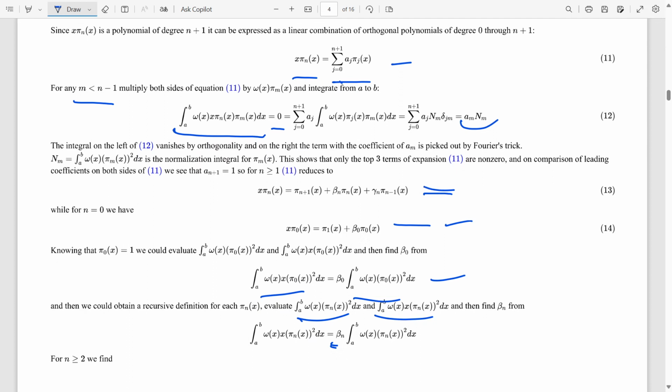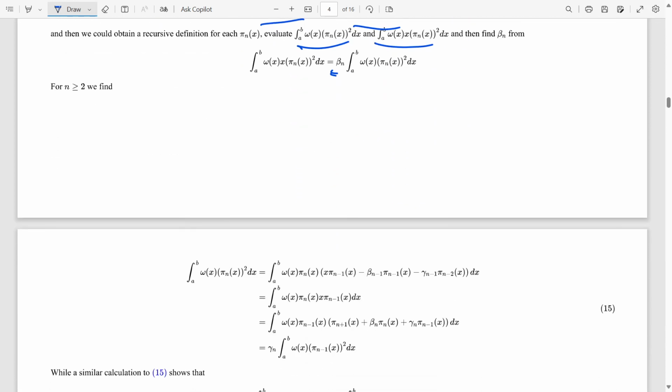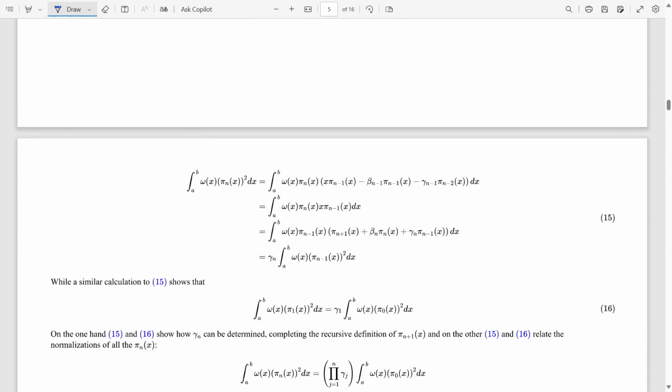For n greater than or equal to 2, we can substitute for pi n of x in this integral here to get this, and apply orthogonality to get to here, and then substitute for x pi n of x, to get us to here, and apply orthogonality again to get this. Taking into account that there is no gamma naught, or pi sub minus 1 of x, we still get this expression for n equals 1.